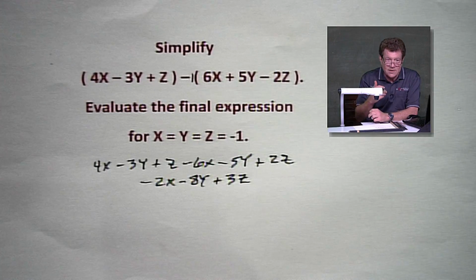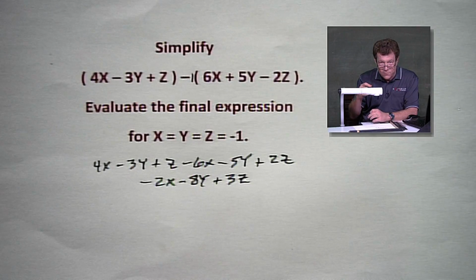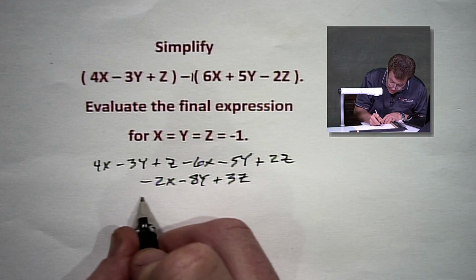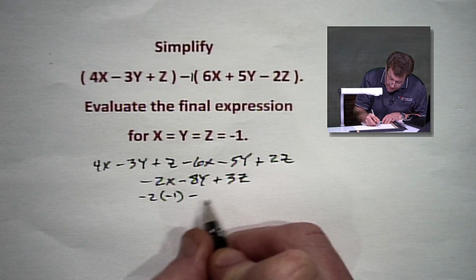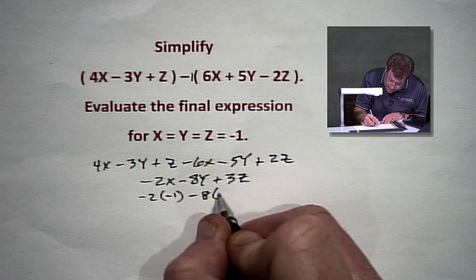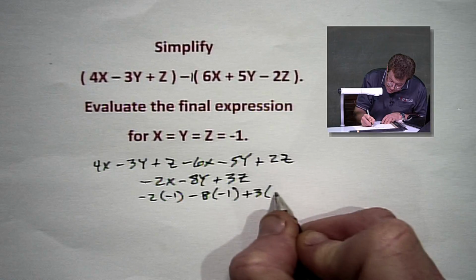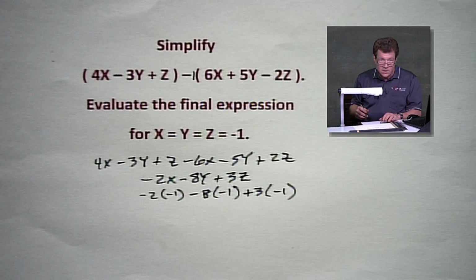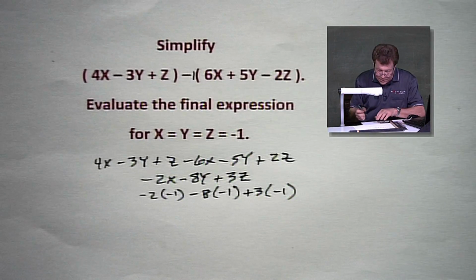The next step, it says it wants us to evaluate that using -1 in place of each variable. So that would be like this: -2 times -1 minus 8 times -1 plus 3 times -1. Are you with me there? Just plug and chug, right? We just plug it in there and now we'll chug it out.